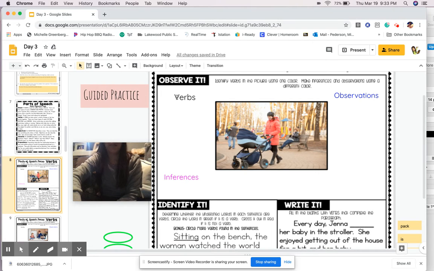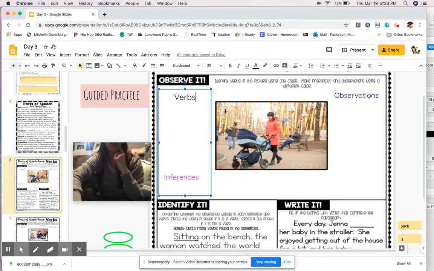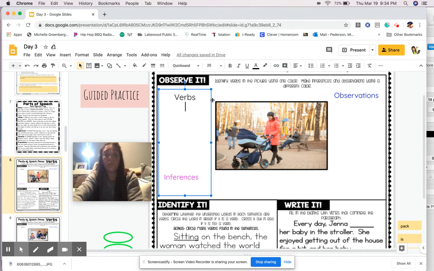All right, so you can see that it says guided practice. So here is where Miss Peterson is going to show you what to do. So it says identify verbs in the picture using one color, so it's black. Make inferences and observations using a different color. So a verb is an action. So right now I see a woman pushing. I see a man or a woman sitting. I see a man walking. I also see a man carrying a baby. And in the background, it looks like there's someone swinging. And then I see someone playing.